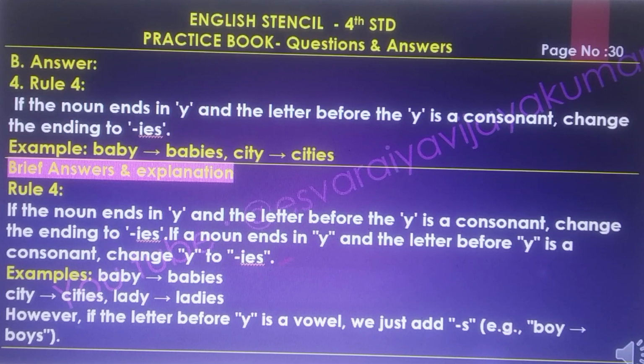However, if the letter before y is a vowel, we just add s. For example: boy, boys.